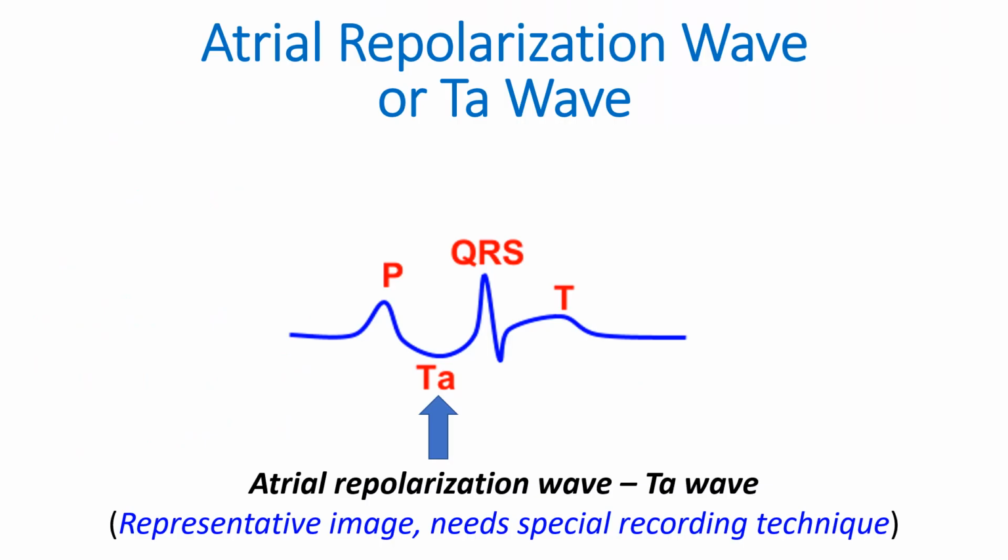Atrial repolarization wave or Ta wave is usually not evident in the ECG as it has a low amplitude of 100 to 200 microvolts and is usually hidden in the QRS complex. It can also extend into the ST segment, causing ST segment depression, especially during an exercise test, and cause a false positive response. A representative image of the Ta wave is shown here.